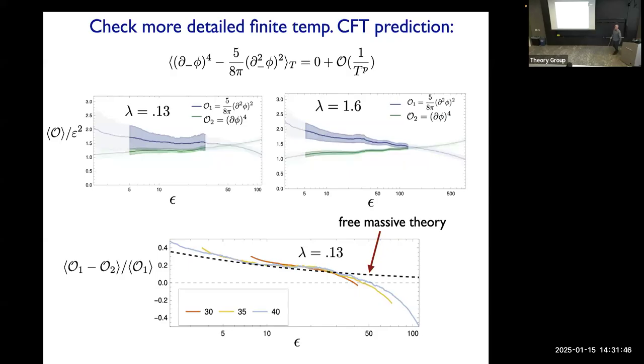Sorry, just to make sure I'm following. Temperature is hidden in epsilon here. Right. It's basically temperature squared.